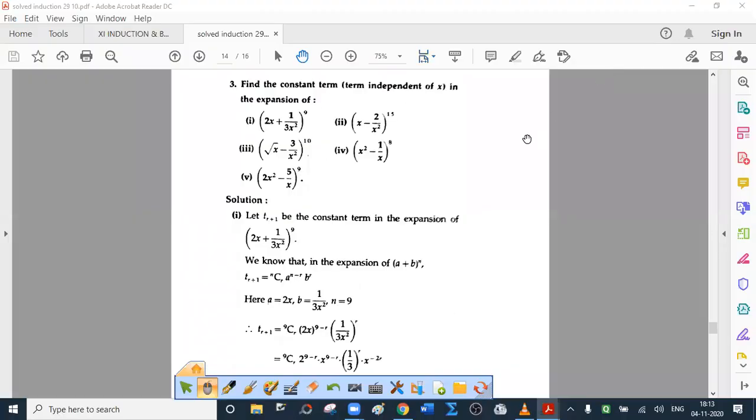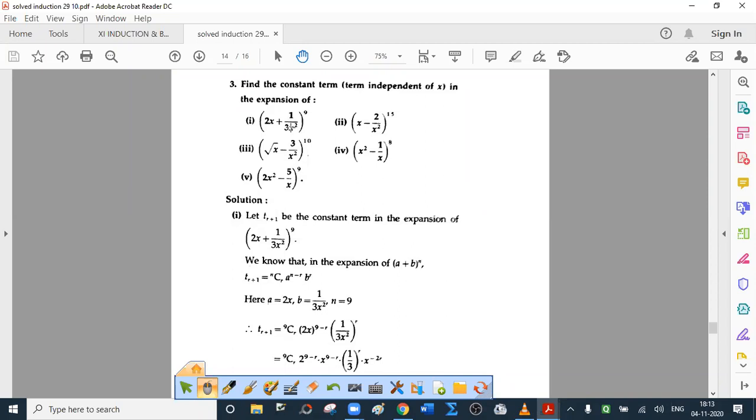Sum number 3. Find the constant term, that is term independent of x in the expansion of. Logic is simple. See, for a constant term, that is a term to be independent of x, what must be the index of x? 0. So same as in previous term, we obtain general term and then we say that for this term to be a term independent of x, index of x must be 0. So we get the value of r. For that value of r, we obtain the constant term.